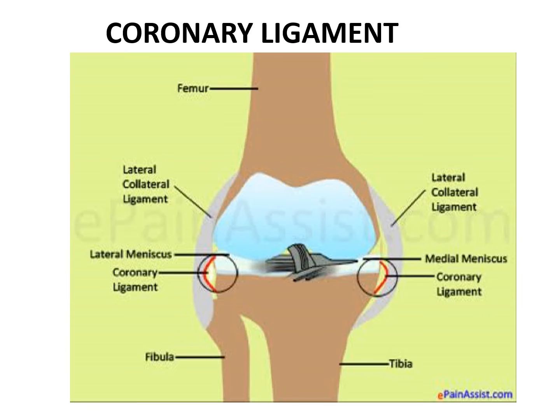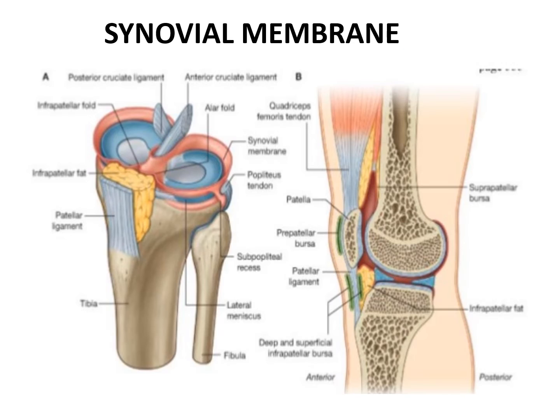Now we will discuss the next ligament, that is the coronary ligament. So again, this is an MCQ question. We know that the knee joint is surrounded by the capsular ligament. That part of the capsular ligament near the menisci gets thickened to form a ligament which is called the coronary ligament. This coronary ligament will attach the menisci to the tibia. So this is an MCQ question.